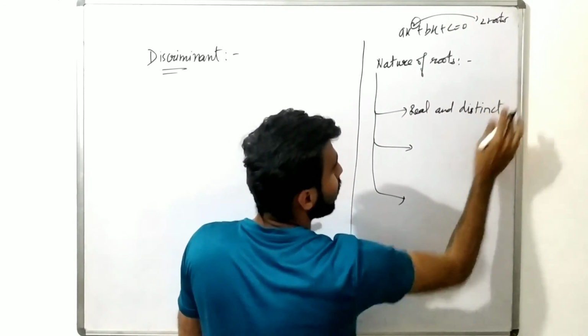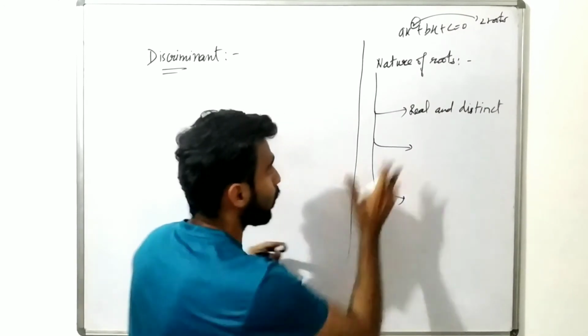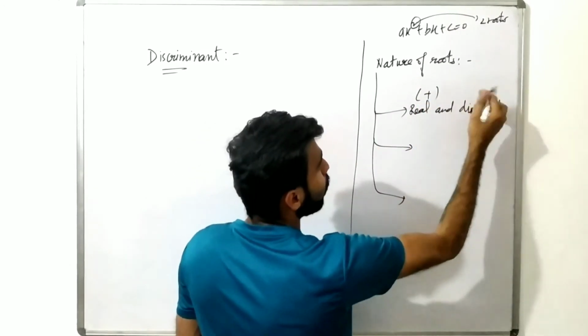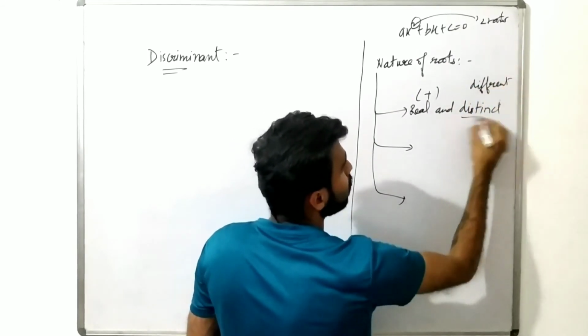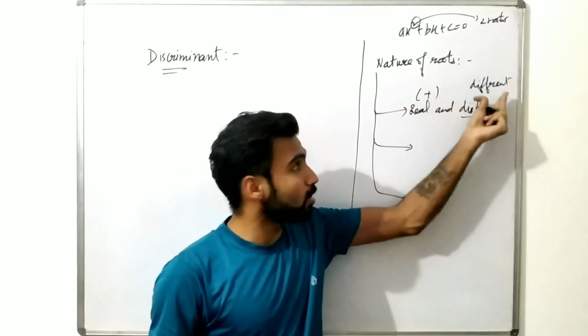So they can be real and distinct. Both the roots can be real. By real I mean to say these are positive, and distinct means both the roots are different. So distinct means different. So both the roots are positive as well as different.